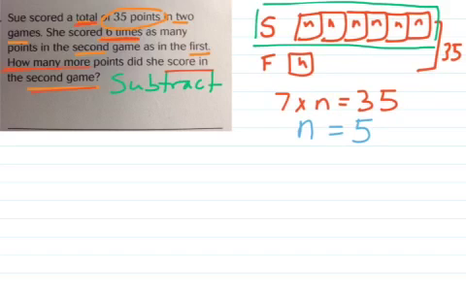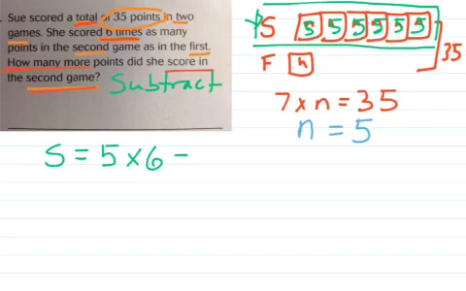Okay, so let's figure out how many she scored in the second game first. So I'm going to start right here. I'm going to replace all those n's with my number 5, because that's what my n's are equal to. And I have 1, 2, 3, 4, 5, 6 of those. So in my second game, she scored 5 times 6. I know that 5 times 6 is equal to 30. So that's how many points she scored in the second game.